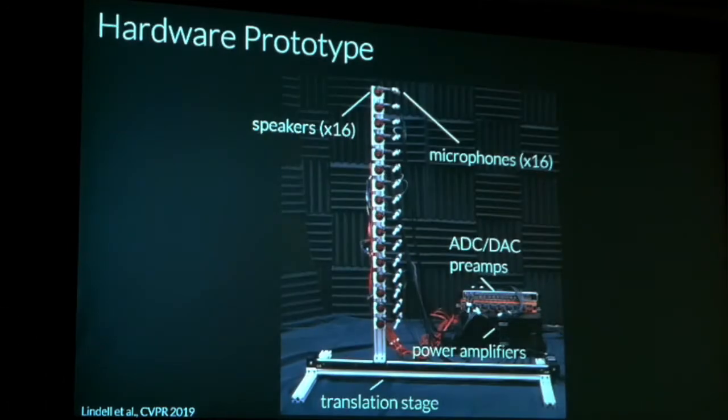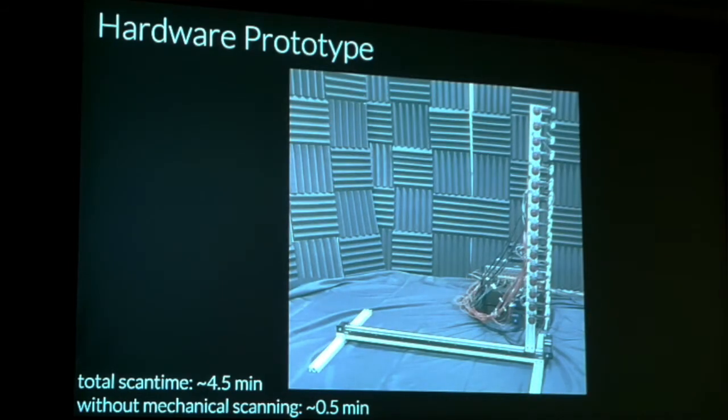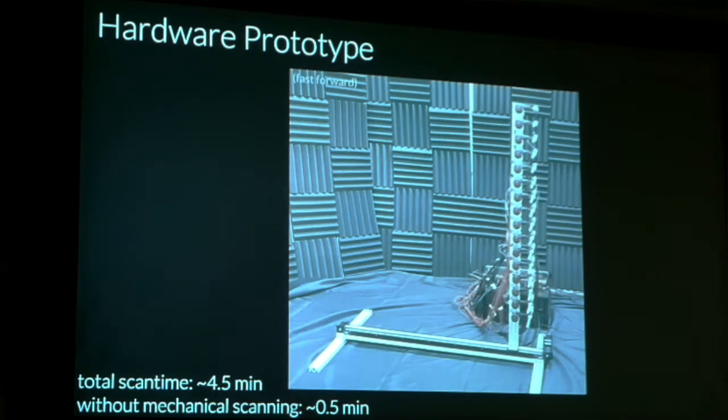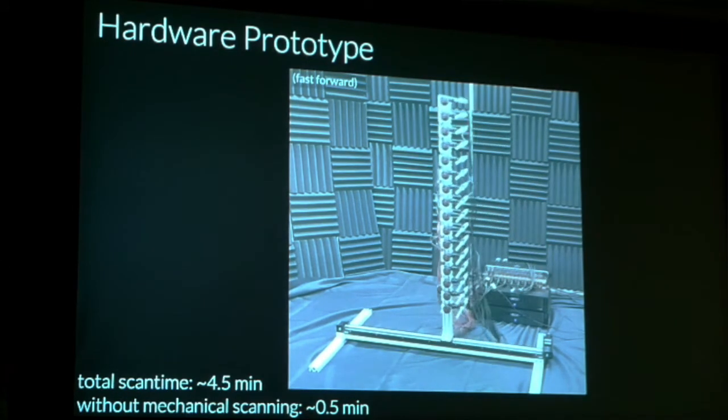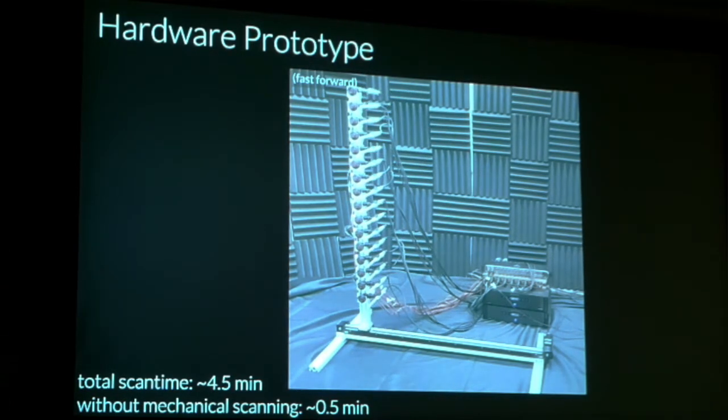We can actually do this with off-the-shelf hardware components. So this hardware prototype I built, I actually just ordered all these components off of Amazon, with the exception of this translation stage. There are 16 speakers and microphones mounted on this vertical bar, and then it's scanned across with this translation stage. So here's a video of this scanning. As it's scanned, we emit a transmit signal from each speaker, which is then recorded with all the microphones. And we do this sequentially and then scan it to each position.